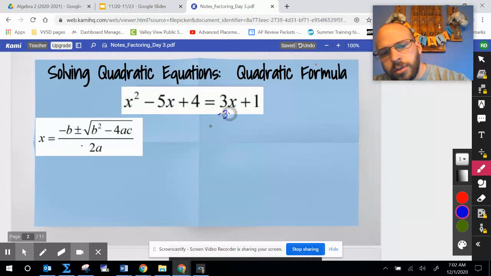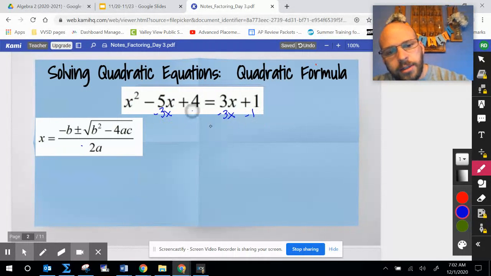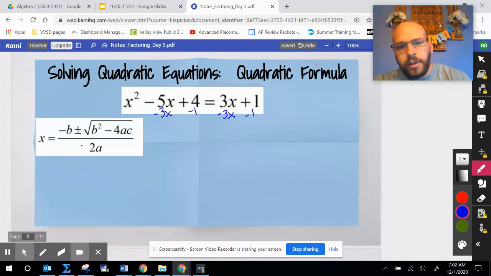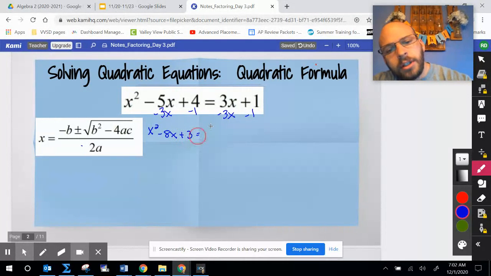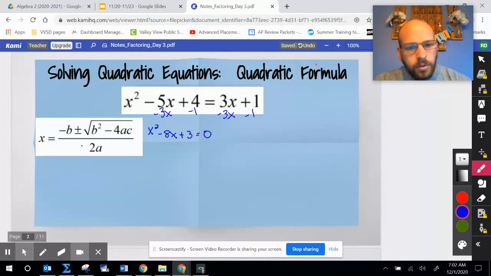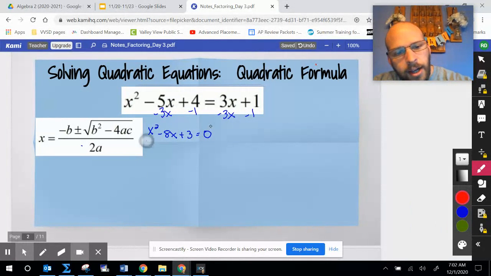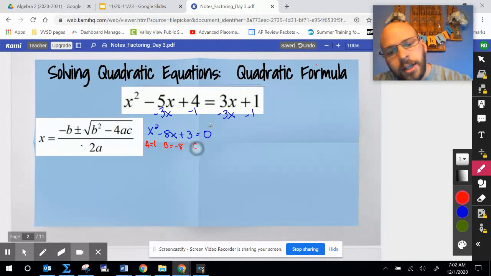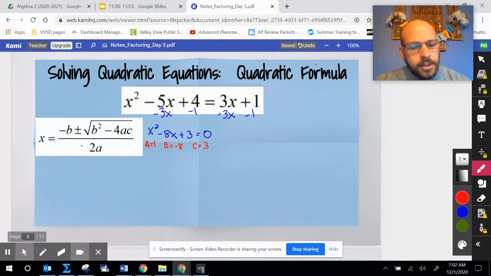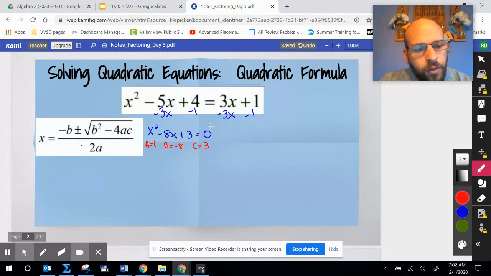So I'm going to subtract the 3x. I'm going to subtract the 1. Everything over to the left-hand side. That's going to give me x squared minus 8x plus 3 equals 0. Okay, and then once you do that, I now know a is 1, b is a negative 8, and c is 3. So I'm going to substitute those values into my quadratic formula.